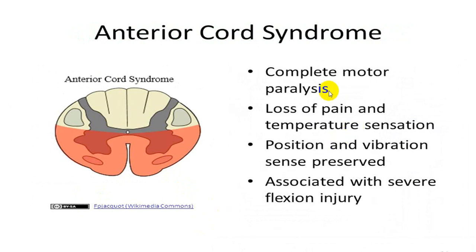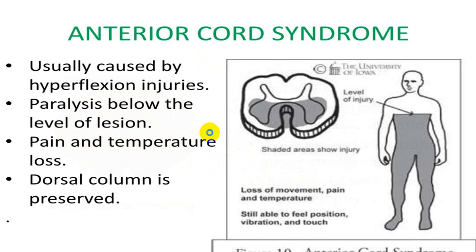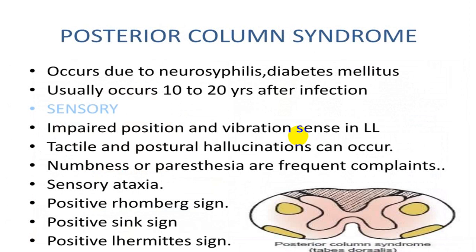So complete motor paralysis, pain and temperature gone, position and vibration preserved, posterior column preserved, and it is quite associated with flexion injury. Sudden sharp flexion can produce anterior cord damage, which will be a traumatic damage, while in anterior spinal artery, the anterior two-thirds may be involved. So this will be very peculiar.